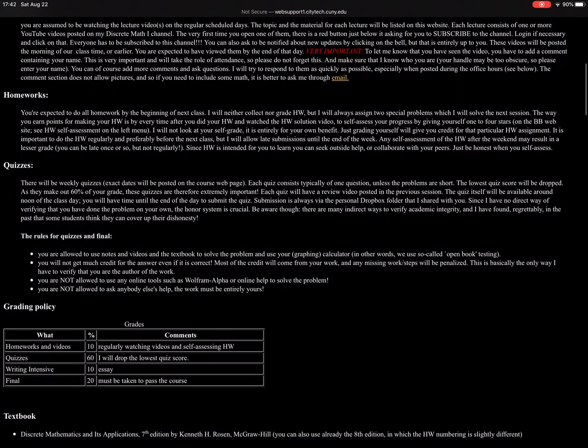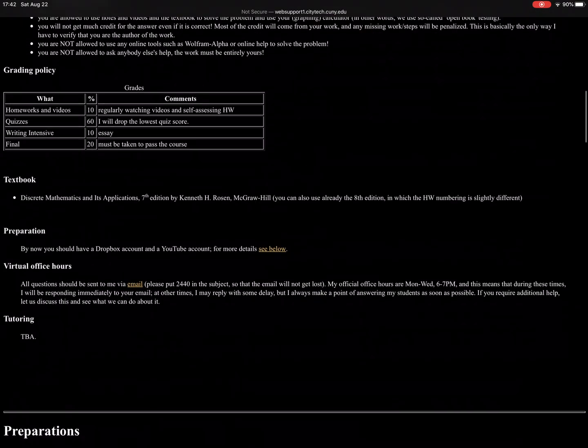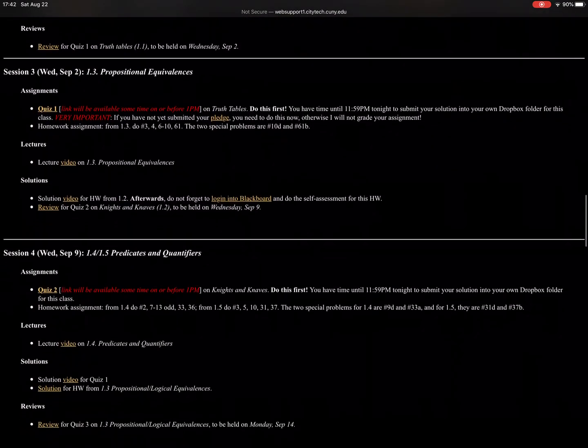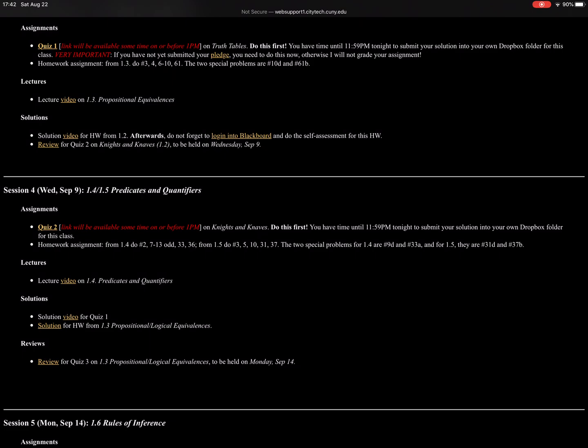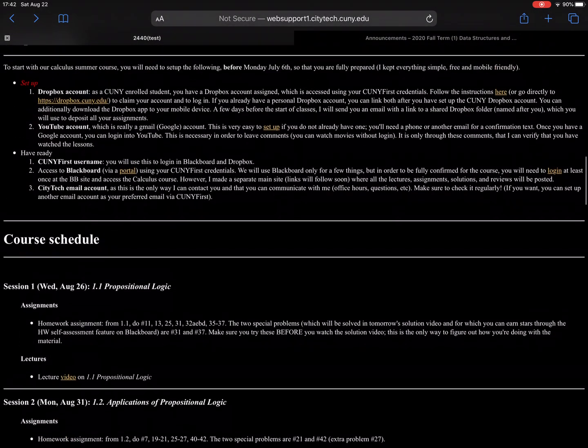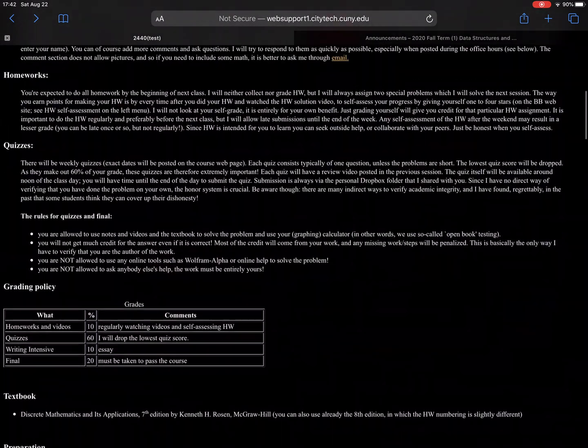Okay, then about homeworks. Let me read. You're expected to do all homework by the beginning of next class. Going back here to this example in session 4, you see the homework assignment from 1.4: do number 2, 7 to 30 and odd, 33 and 36 from 1.5. It happens to be two sections here. And then you see the next thing: the two special problems for 1.4 are, and I give 2 special numbers. What do I mean with special problems? Keep that in mind, right?